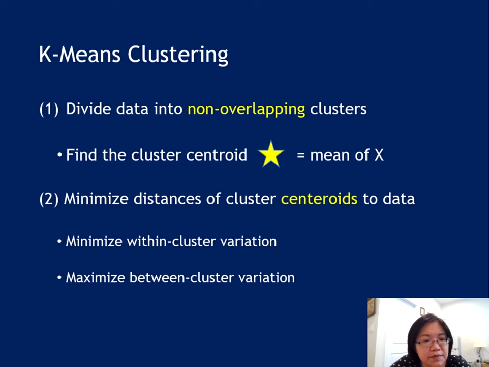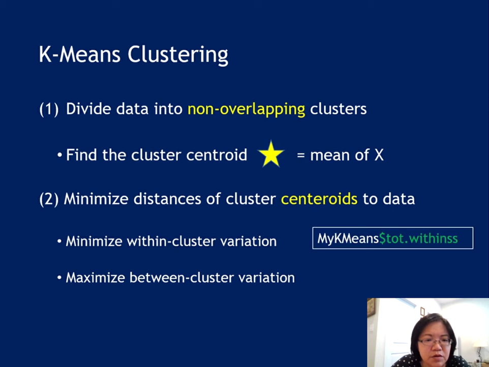The algorithm seeks to minimize distances of cluster centroids to data. So what we want to do is we want the clusters to be as tight as possible. So you want very little variation within the clusters, and you want big variations across clusters so you can distinguish them.